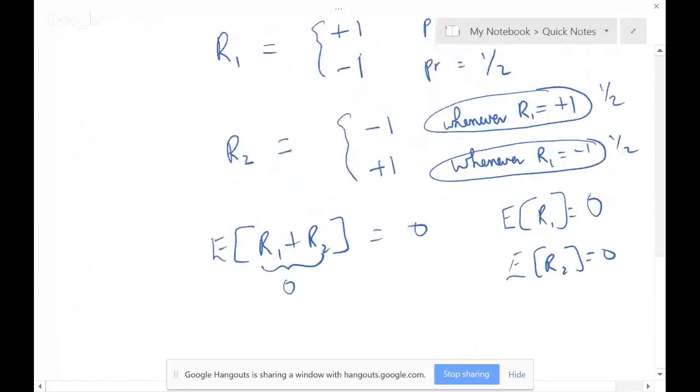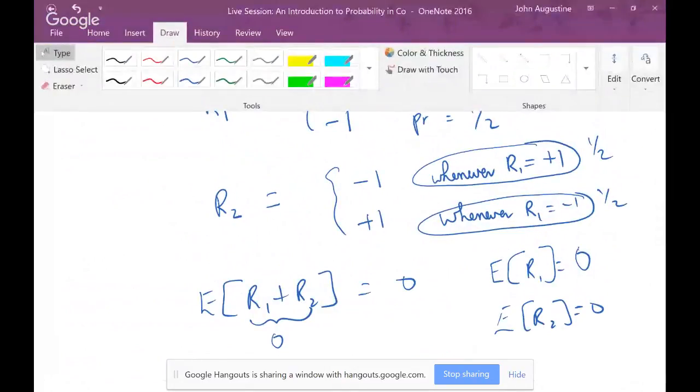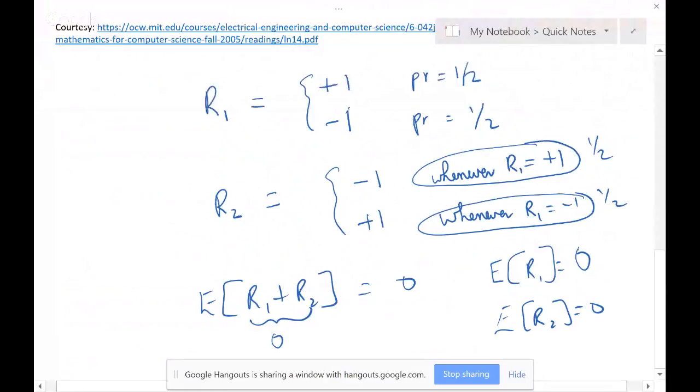Now let's flip things a little bit. Let's make a small modification just to see what happens. Remember, R1 and R2 were what's called negatively correlated. When one of them is 1, the other one becomes -1, so they kind of cancel each other out. What happens when they don't? When they're positively correlated? So it would be better to make this a +1 and this a -1.